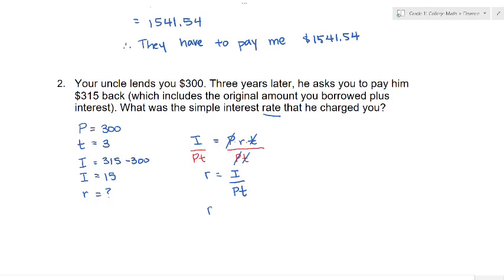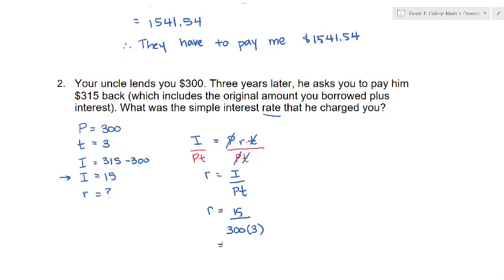All right, so now I'm solving for my R. So I'm going to plug in the numbers I know. The I is 15. It's over here. Over P, which is 300, times T, which is 3 years. It was already in years, so I didn't have to change it. So now let's type this in. Type it in with me to make sure that you're typing it in correctly.